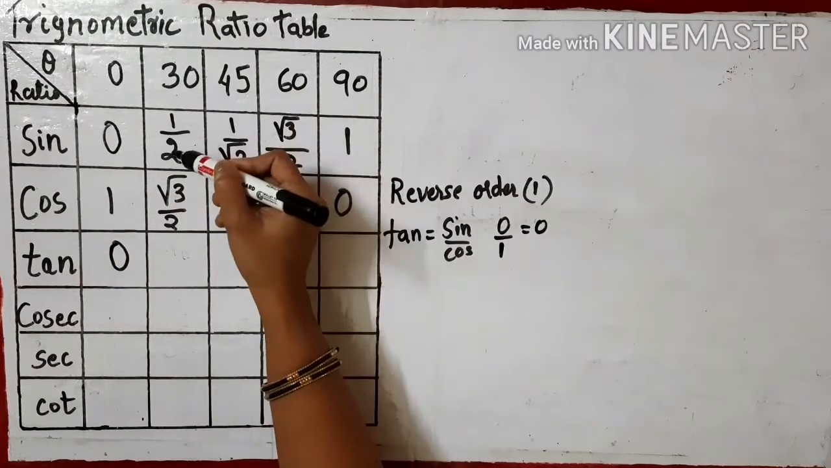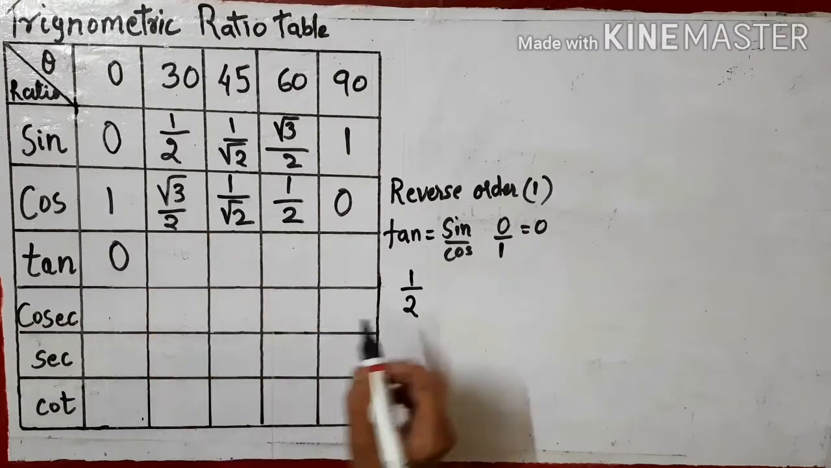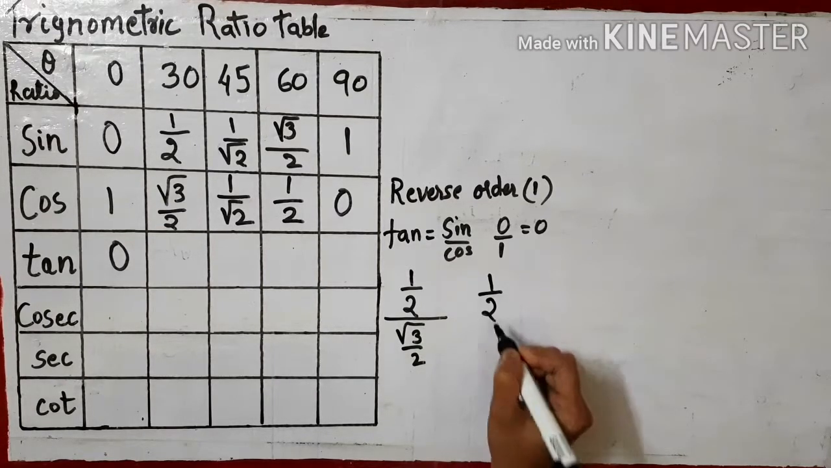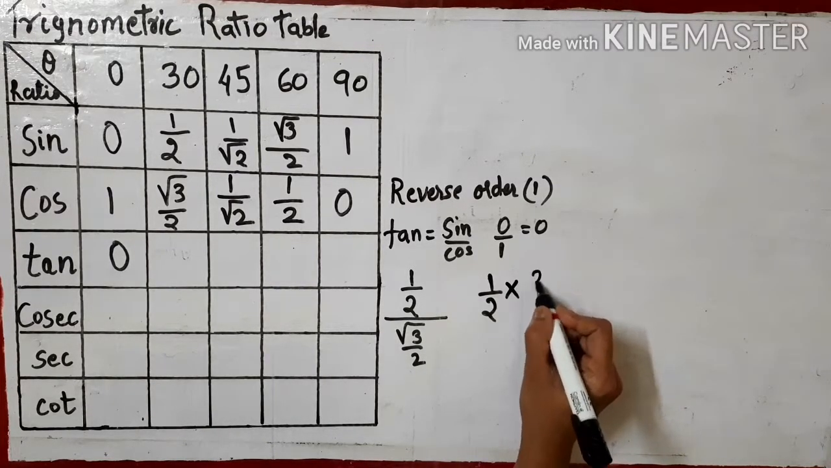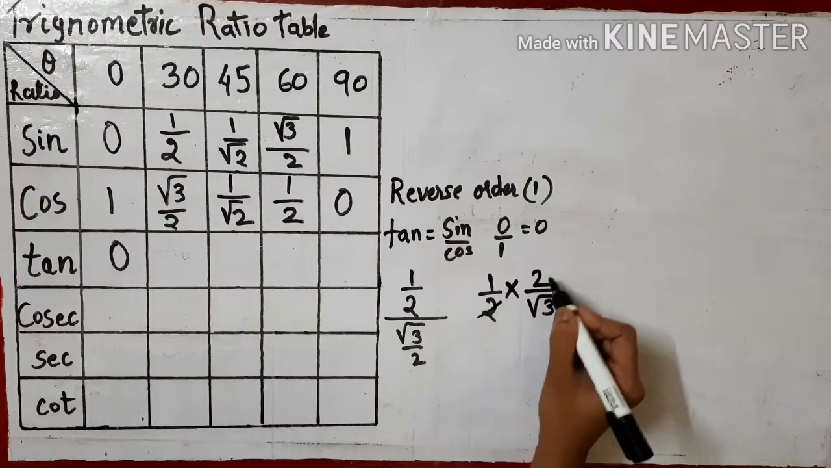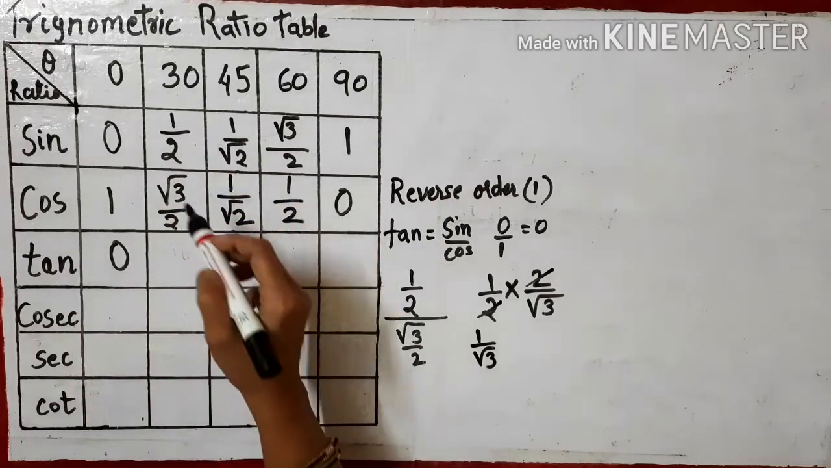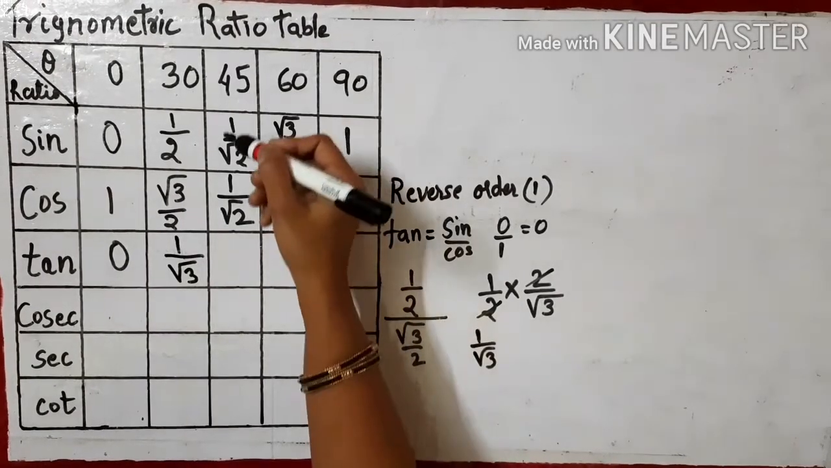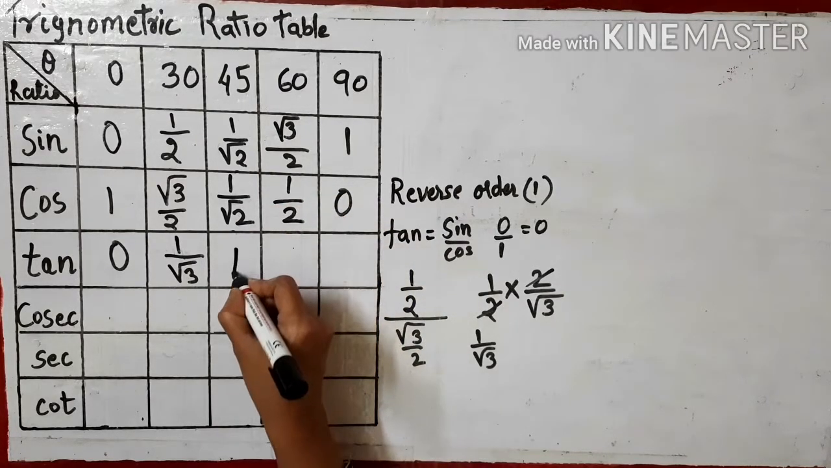Then tan of 30 will be 1 upon 2 divided by root 3 by 2. When this divided gets multiplied, this will be 2 upon root 3. So 2 will get cancelled and we will get 1 upon root 3. So tan of 30 will be 1 upon root 3. Tan of 45 will be similarly sine upon cos, 1 upon root 2 divided by 1 upon root 2, which will be equal to 1.